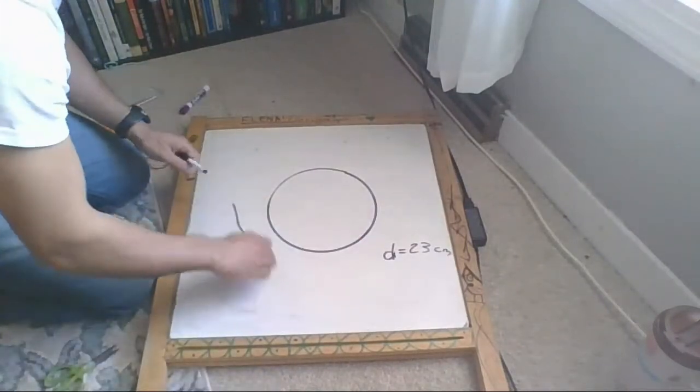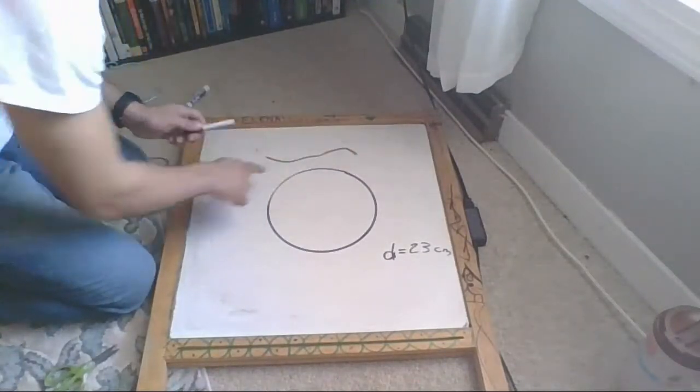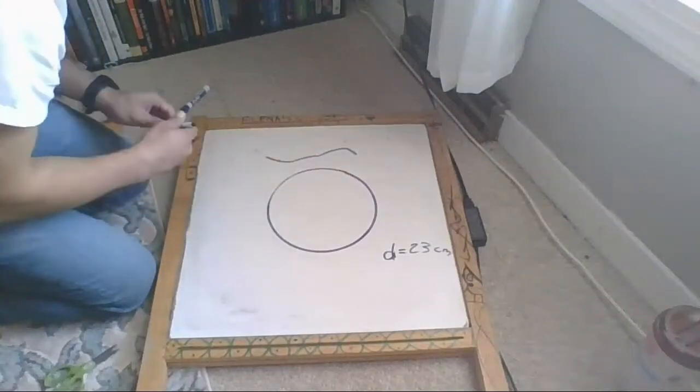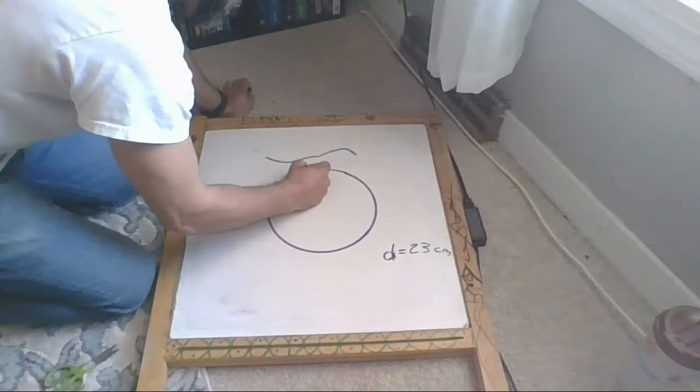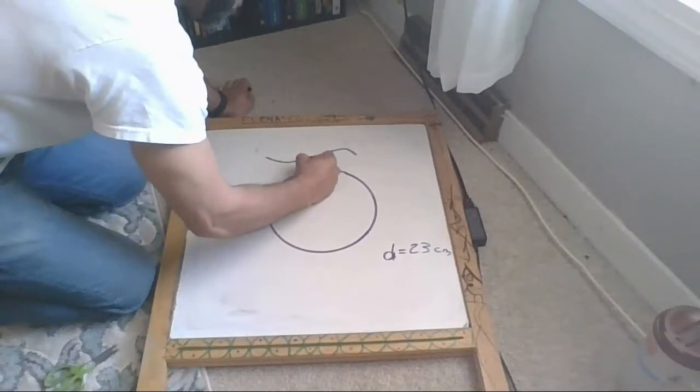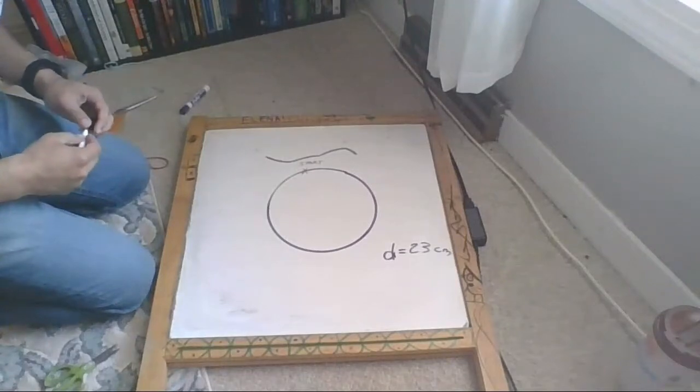Okay, now I'm going to use that. I know what the diameter is. I'm going to use that to measure the circumference of my circle. I'm going to go all the way around it one time, right? So I'm going to mark a starting point, right? So I want you doing the same, right? You're going to mark an X for the starting point.